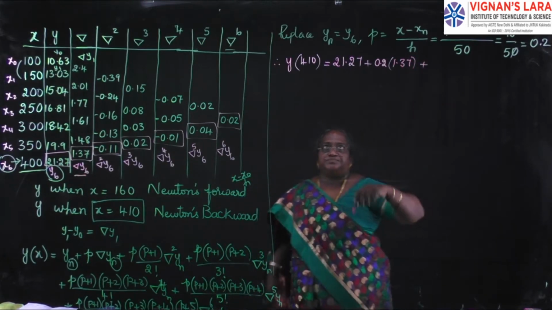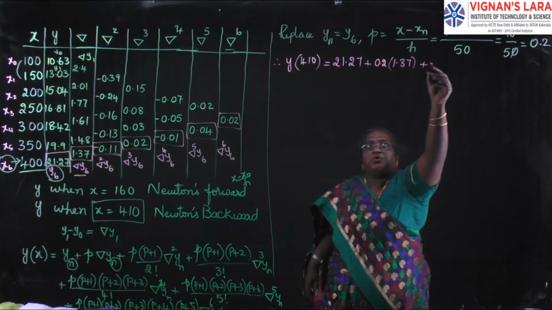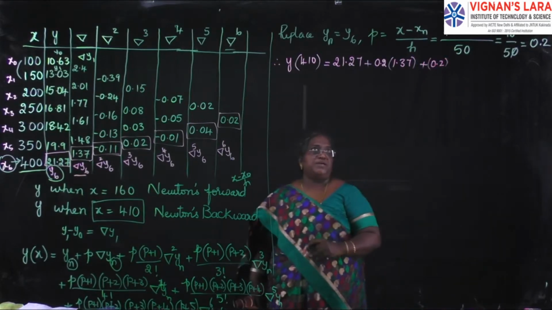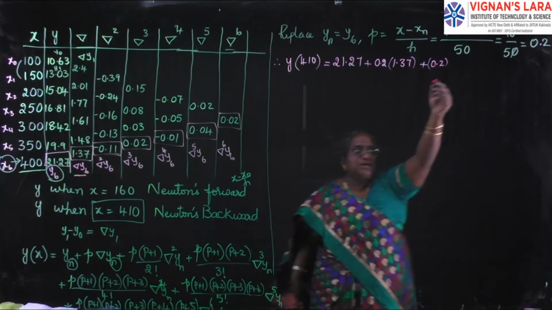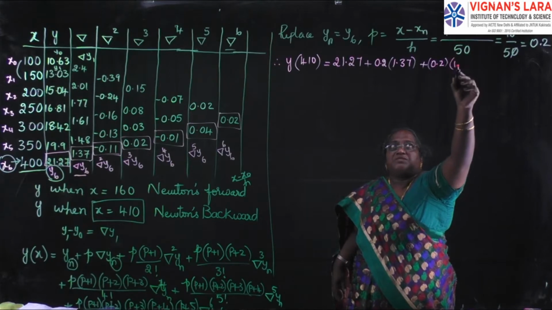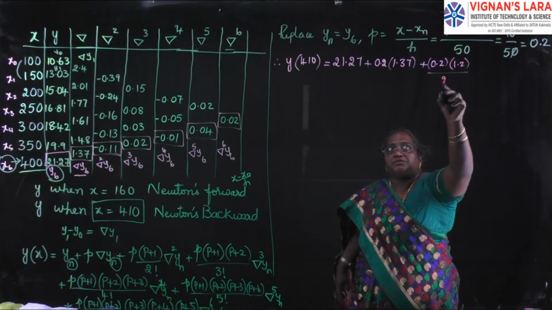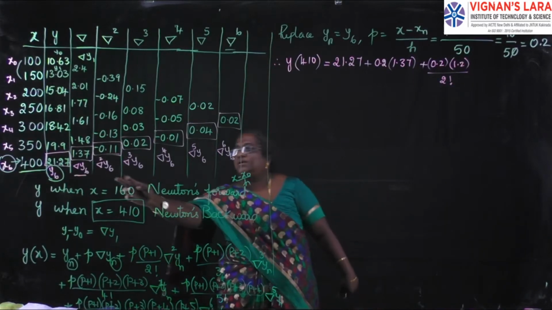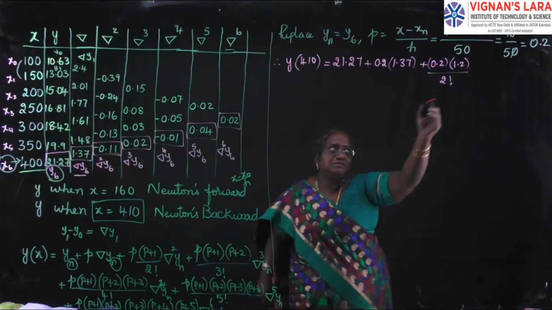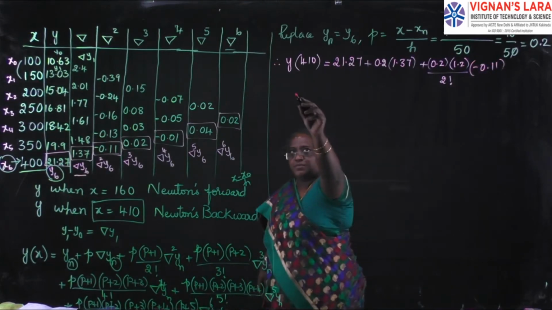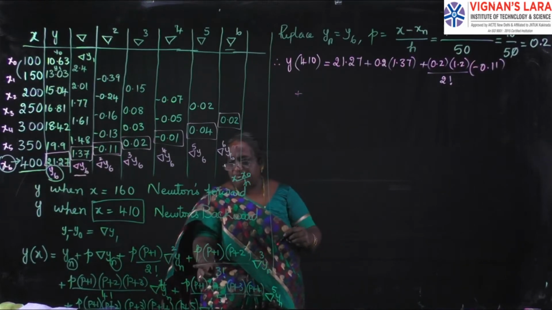plus p into p plus 1. For Newton's forward it is p into p minus 1. For backward it is p into p plus 1. So 0.2 into p plus 1, 1 plus 0.2 is 1.2, by 2 factorial into the second backward difference of y6, minus 0.11.